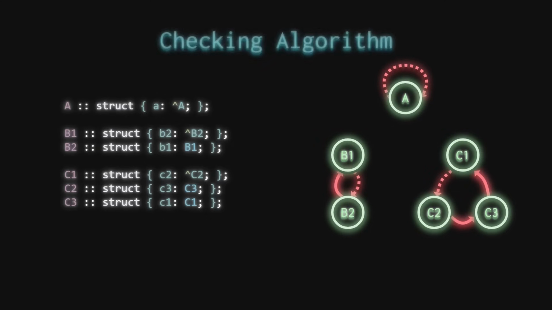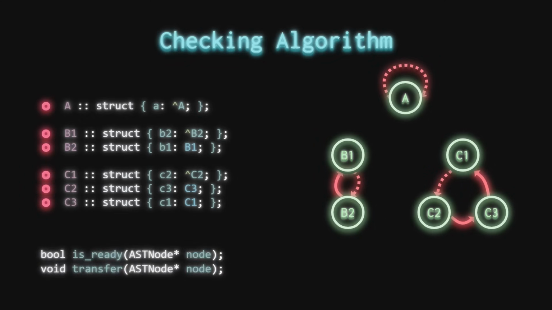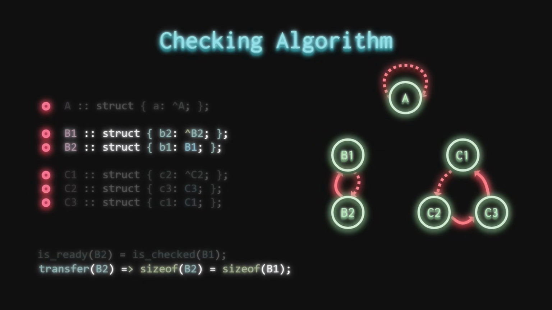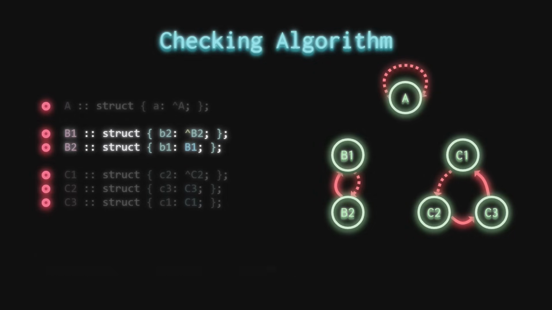Now for the checking algorithm. Firstly, we add a simple status bit field to all AST nodes. We implement 2 main functions, isReady and transfer. IsReady looks at the dependency graph for the current node, and if all the dependencies are checked, marks the node as being ready to be checked. The transfer function is the one that does the actual checking. Within a single declaration, the problem reduces to a simple DFS plus symbol table idea that I came up with before.